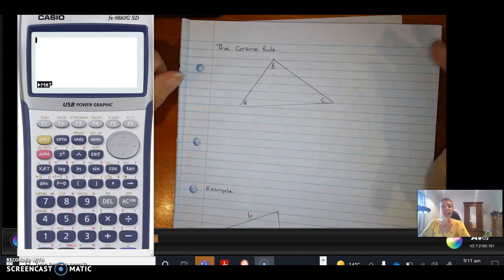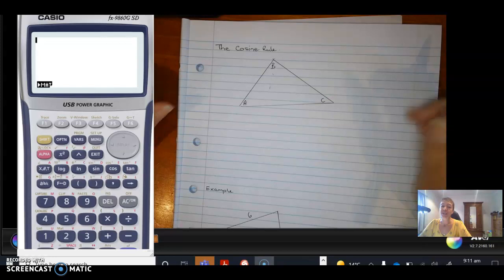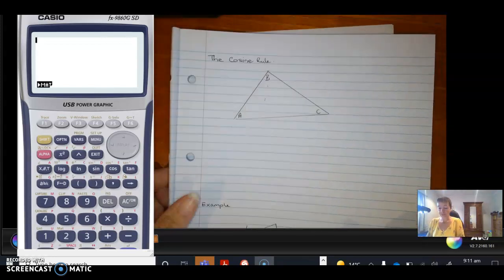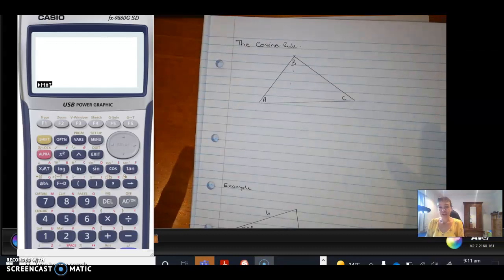Hi there. Today we are going to be looking at the cosine rule. Now the cosine rule is level 2, or year 12 in New Zealand, and we are going to be using this to find the angles or sides of triangles where they are not right angles. So the first thing we're going to be looking at is using the sides of a triangle.